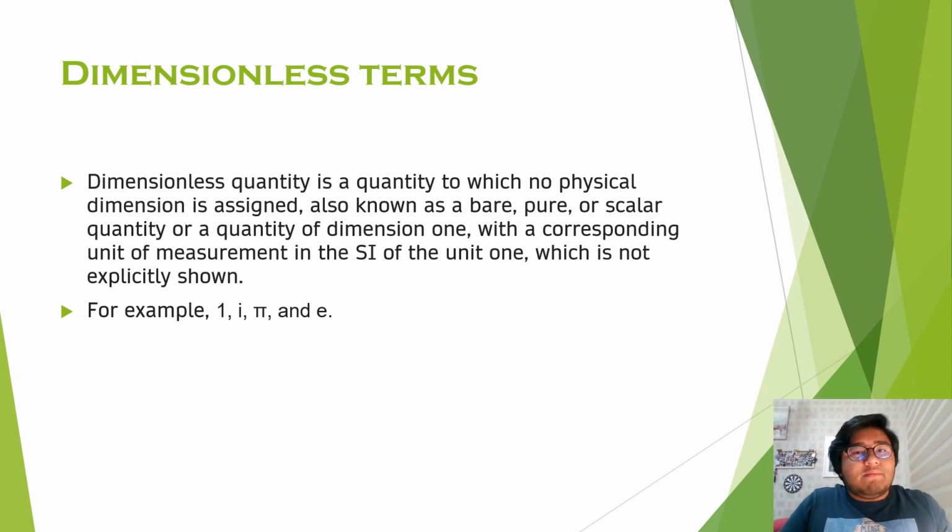So before this, we have learned how to find the Buckingham pi theorem, which gives the dimensionless terms, which is the pi. So for example, 1, i, pi and e. So these are all dimensionless terms, which is they have no dimension. So I think that's all for the definition of dimensionless terms.